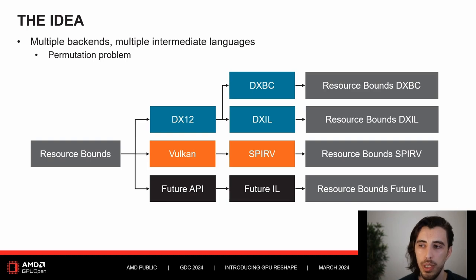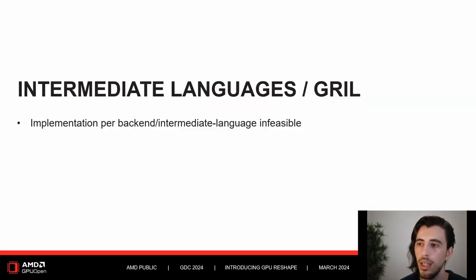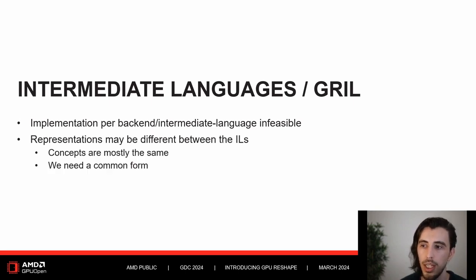I'm going to have one per API, one per backend language, that is DXIL, DXBC, and SPIR-V, and anything that the future may hold. GPU Reshape attacks this problem through a custom intermediate language named GPU Reshape Intermediate Language, or GRIL for short. The basic premise is that while the backend ILs may have their differences, the concepts are mostly the same, meaning a texture sample is still a texture sample, an addition is still an addition, and so forth.